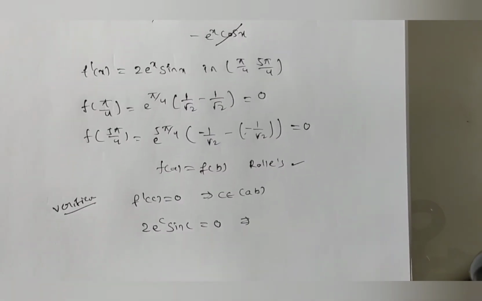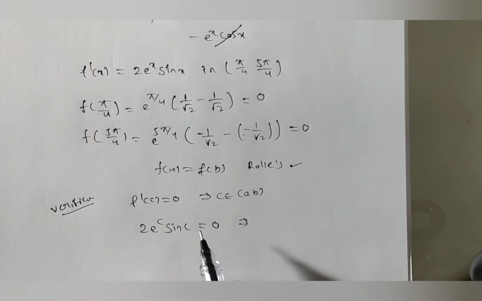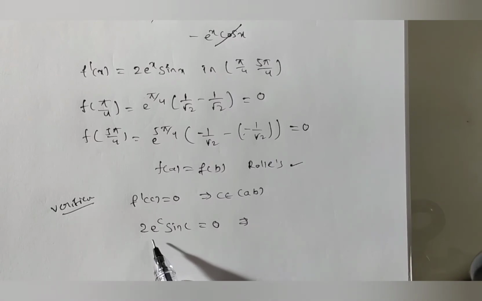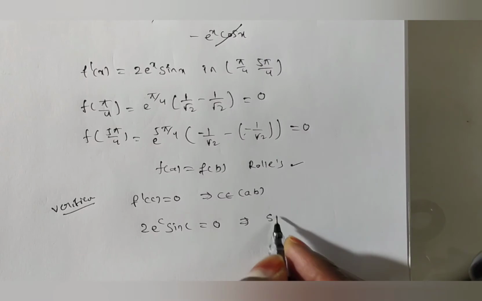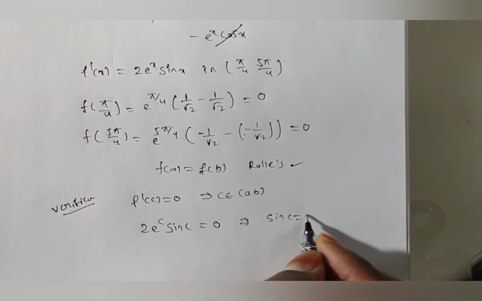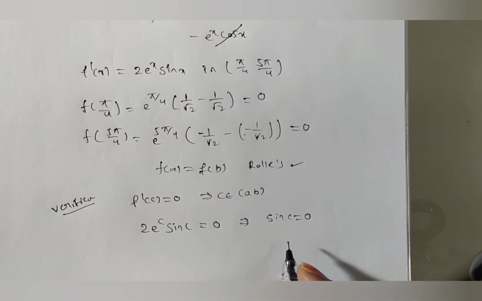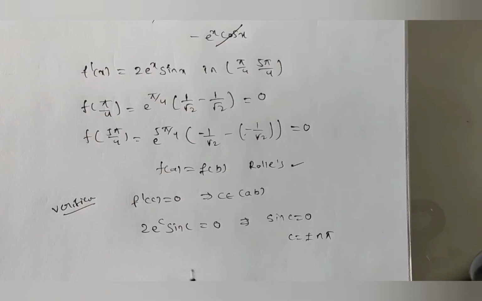Next we have e power c. Is e power c anywhere 0? No. In the interval pi by 4 comma 5 pi by 4, is e power c 0? No. Only e power minus infinity is 0. Okay, next sin c is equal to 0. When e power c is not equal to 0 and 2 is not equal to 0, therefore sin c is equal to 0. When will sin c be 0? If c is equal to plus or minus n pi. Nothing but c is equal to plus or minus pi, plus or minus 2 pi, plus or minus 3 pi, and so on.